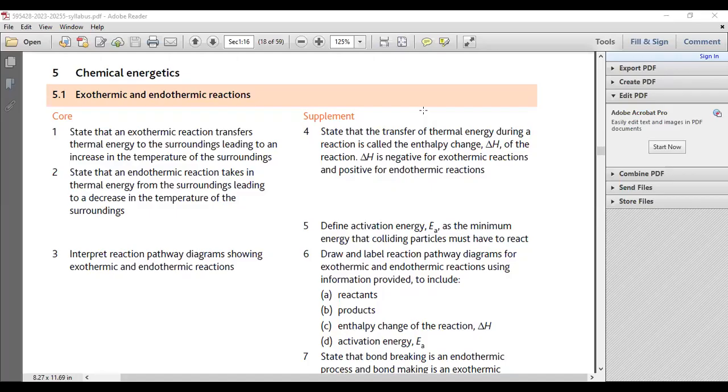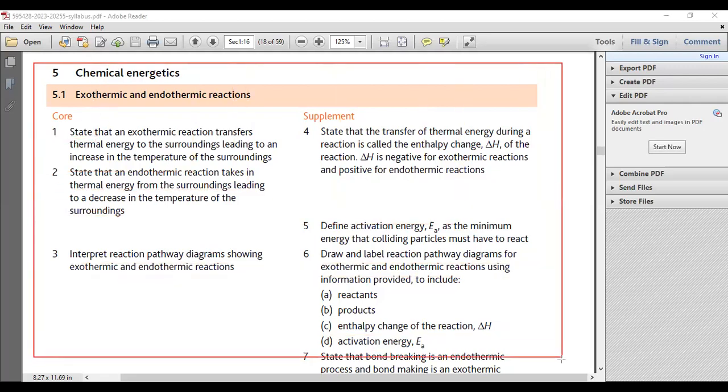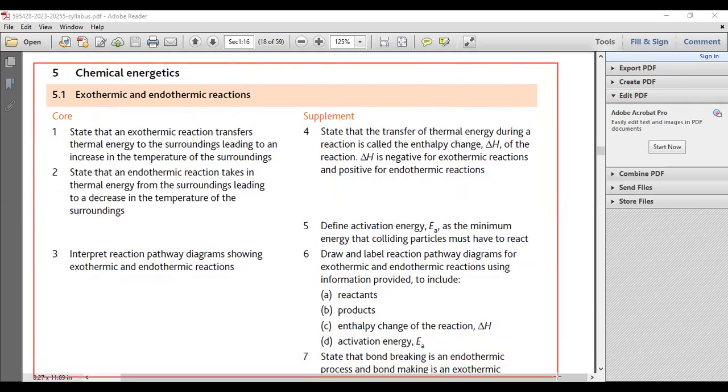Chemical energetics. You just have to know what exo, endo, and activation energy mean, how you can find the delta H, and how you can draw the energy level diagram. So this is the topic. We finished this topic. Got it? Any question? Any comment?